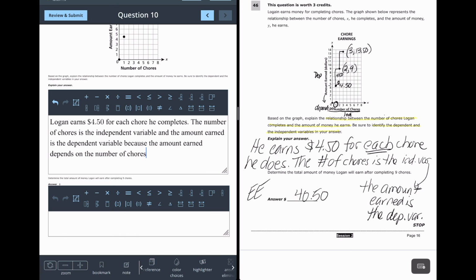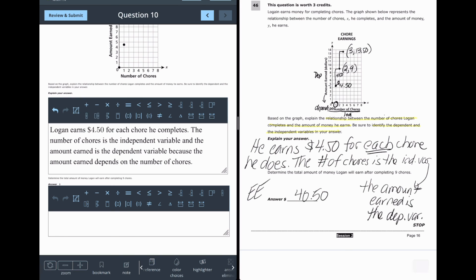Oh, I love the way that sounds. Look at how awesome and clear. I'm going to read it again. Logan earns $4.50 for each chore he completes. The number of chores is the independent variable and the amount earned is the dependent variable because the amount earned depends on the number of chores. Perfect. So we've answered that first part.